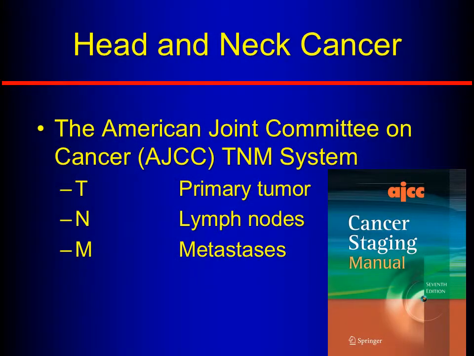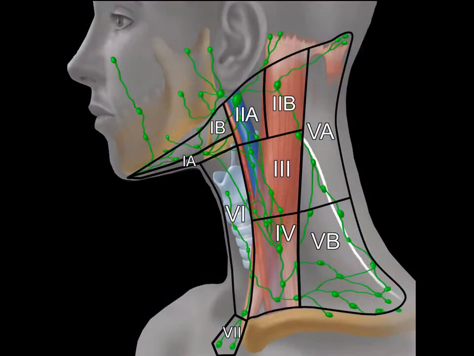So those are all anatomic descriptions of nodes. The other system is the AJCC system when we're talking about the TNM staging. T is the primary tumor, N is for the lymph nodes, and M is for metastatic disease. So we have all these levels throughout the cervical soft tissues that are described in the AJCC criteria.